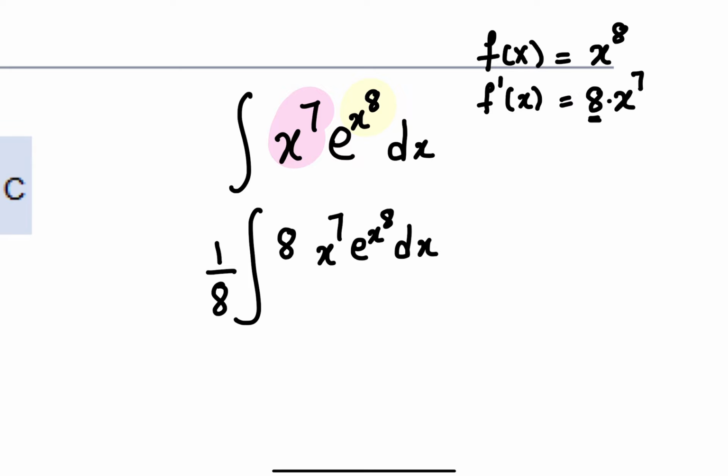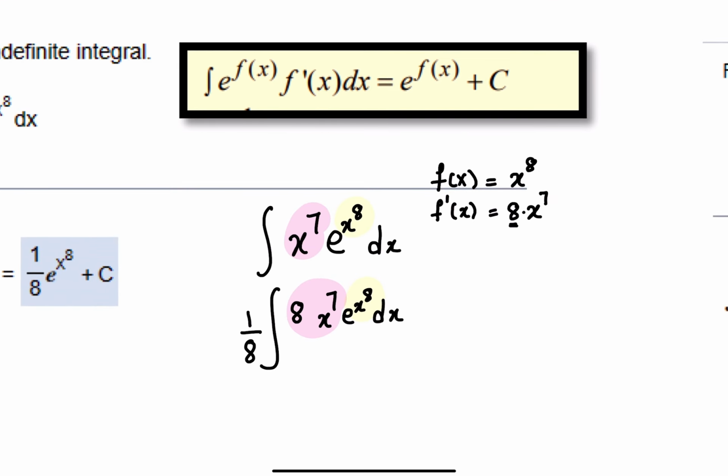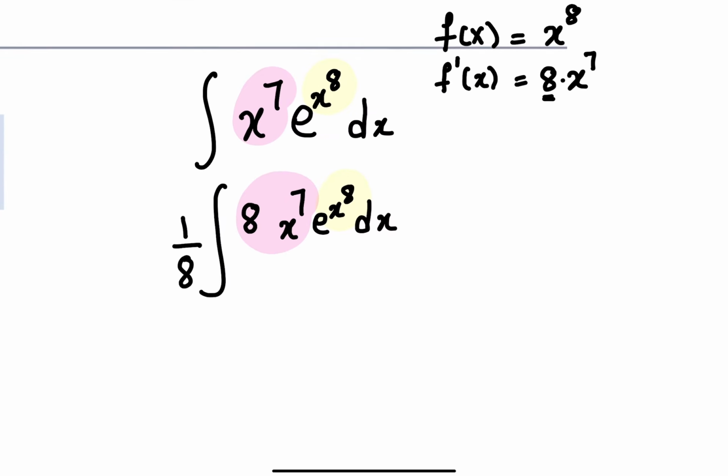I do have the function and I do have the entire derivative. And that compares to this. You have your e to the power of f of x times the derivative. And what's the formula? e to the power f of x plus c, which is, this 1 by 8 stays. e to the power f of x is nothing but e to the power x to the power 8, plus c. Do not forget your c.